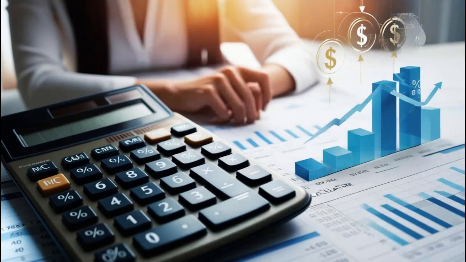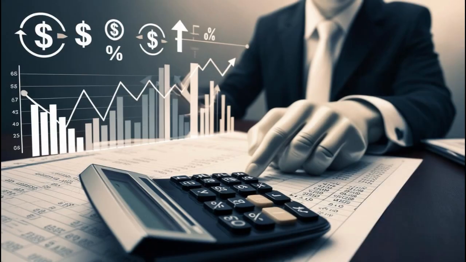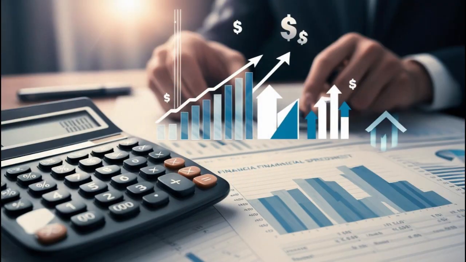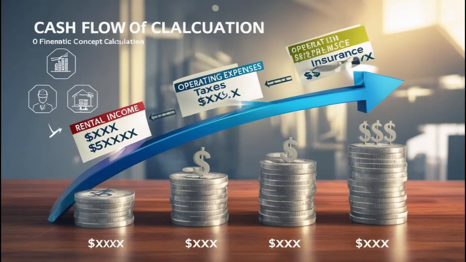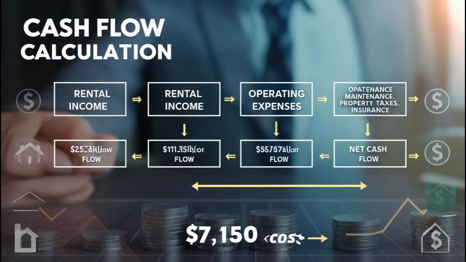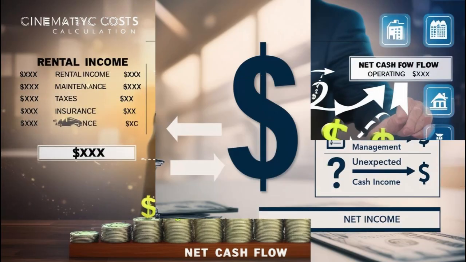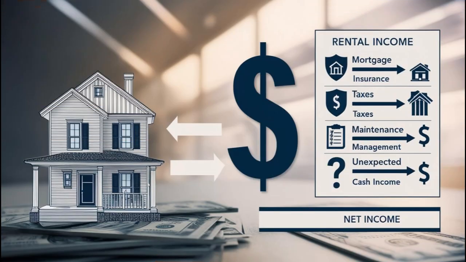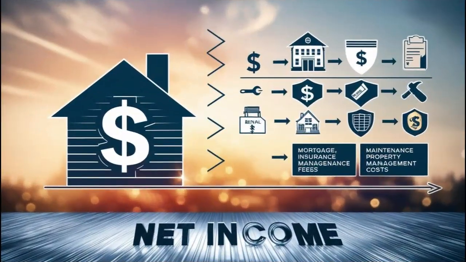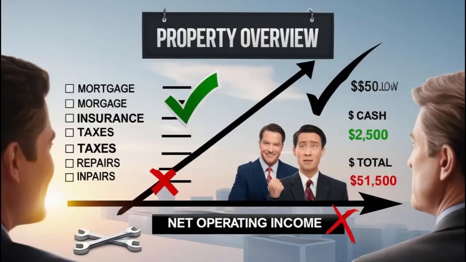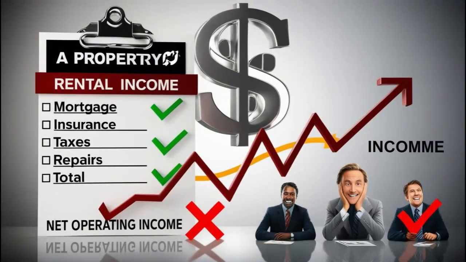Now, let's talk about numbers, because at the end of the day, that's what's going to decide if you're making money or losing it. You can't ignore the financial side of things, and here's how you do it. Step 2. The numbers. This is where your financial savvy comes into play. You have to calculate the cash flow. Basically, how much money you'll make each month after all expenses. Start by calculating the monthly rent you can charge. Then, subtract all your expenses. Mortgage, insurance, taxes, maintenance costs, property management fees, and unexpected repairs. Trust me, there will be unexpected repairs.